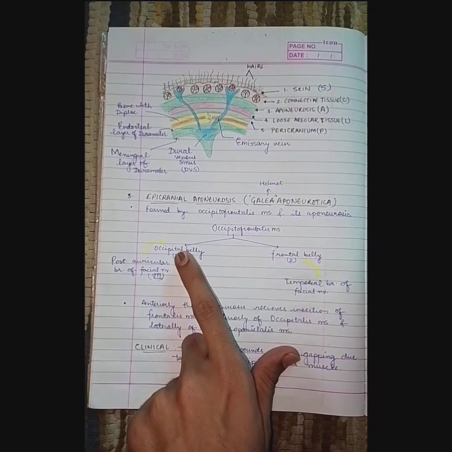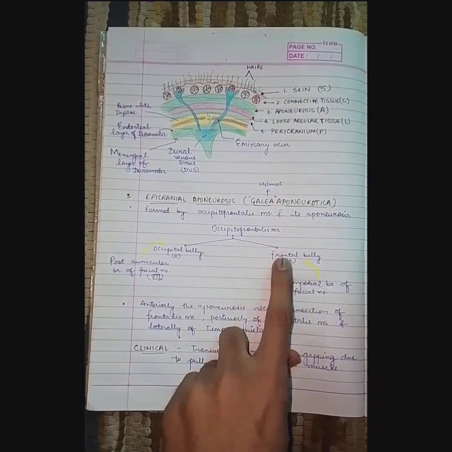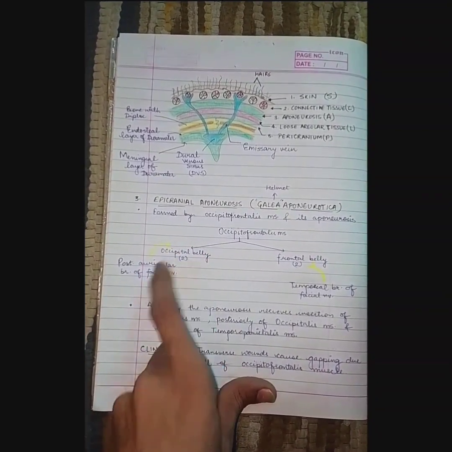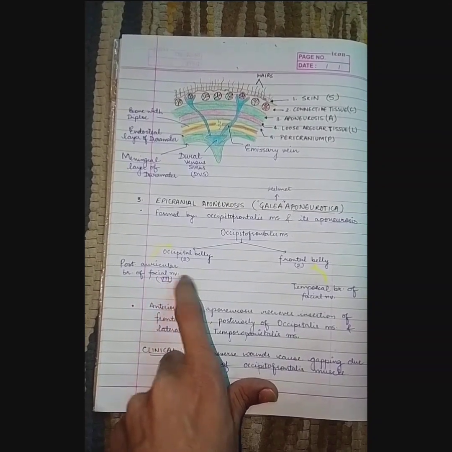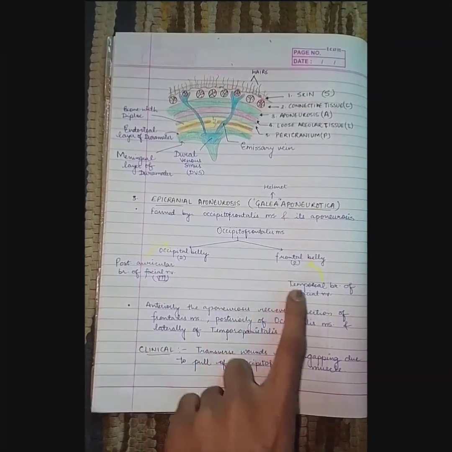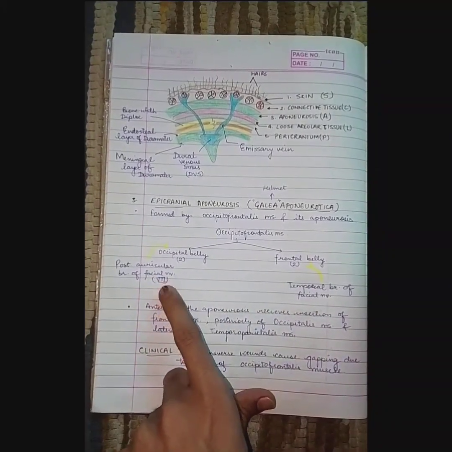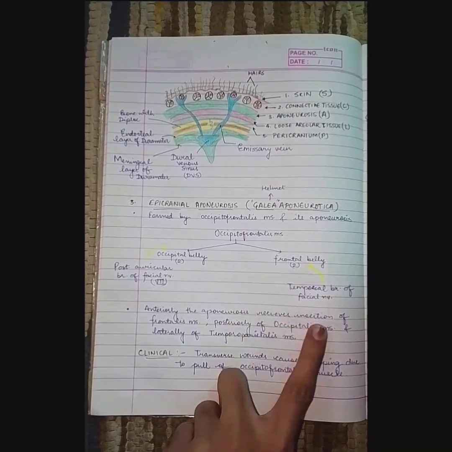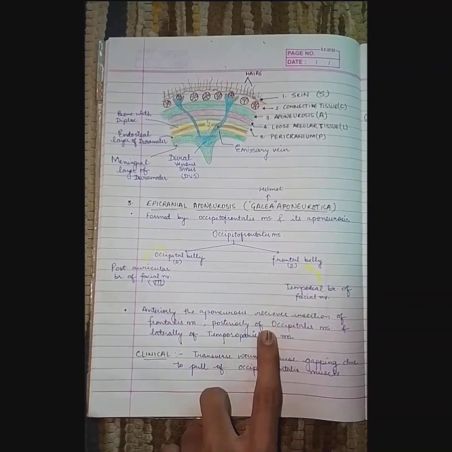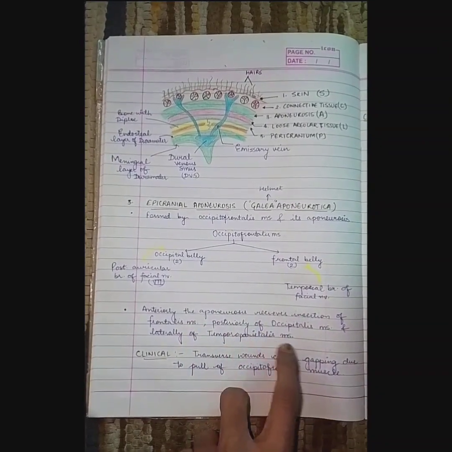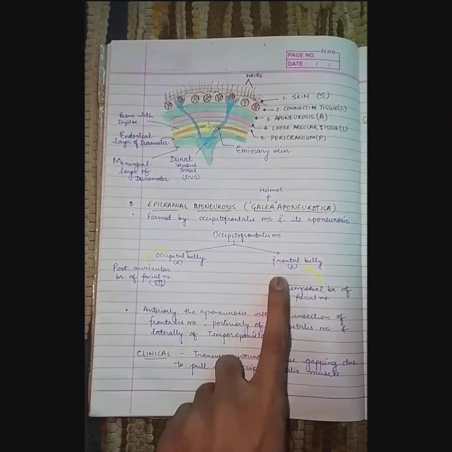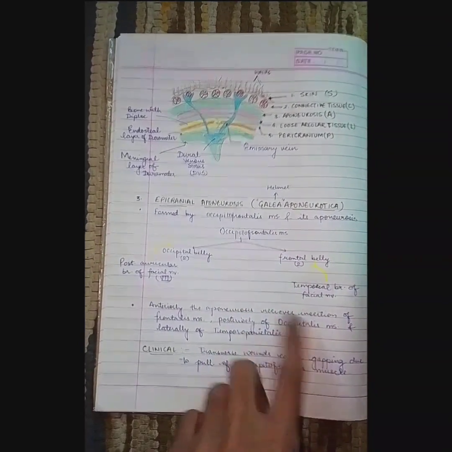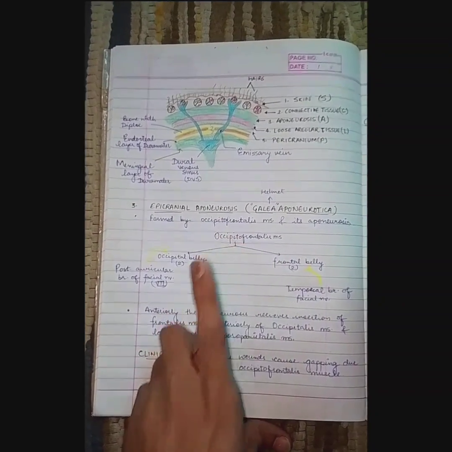There are two heads of both of them. If we talk about the nerve supply, the occipital belly is supplied by the posterior auricular branch of the facial nerve, and the frontal belly by the temporal branch of the facial nerve. Facial nerve is the seventh cranial nerve. Anteriorly, this aponeurosis receives insertion of frontalis muscle, posteriorly of occipitalis, and laterally of temporoparietalis muscle. Frontalis is another name of the frontal belly of occipitofrontalis, and occipitalis is another name of the occipital belly of occipitofrontalis.